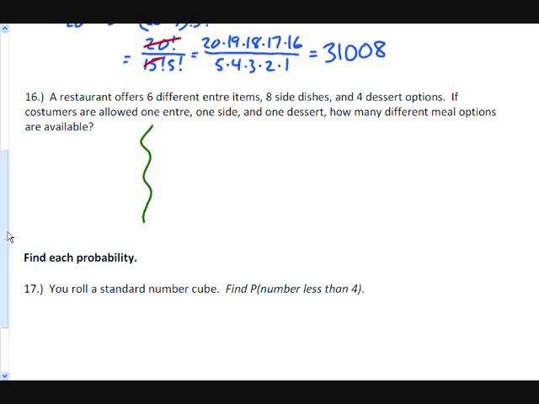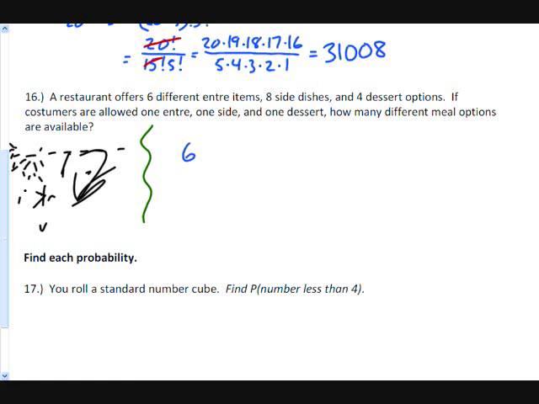and write out my 6 different entree options. And then from there, branch off to the 8 different side dishes for each one. And then from each of those, branch off even more. And then we get all this craziness, and it's insane, and we don't want to do that. So the shorter way to do this is just use our fundamental counting principle.